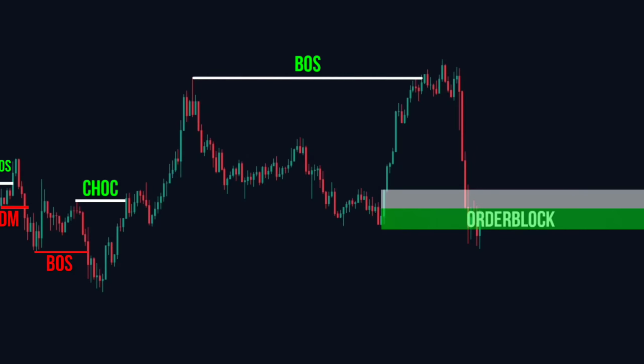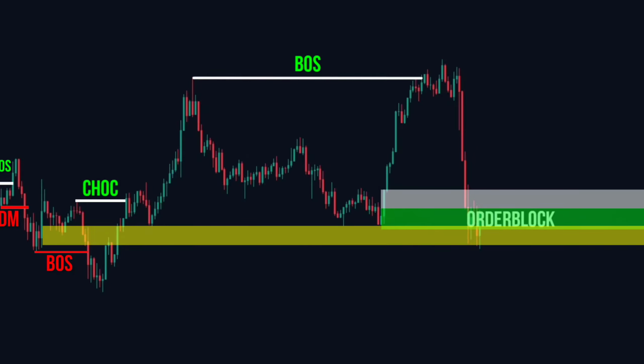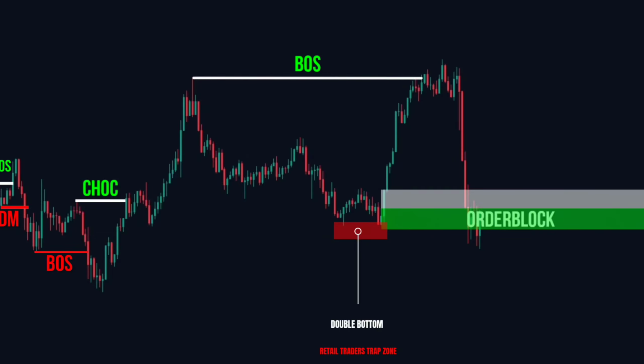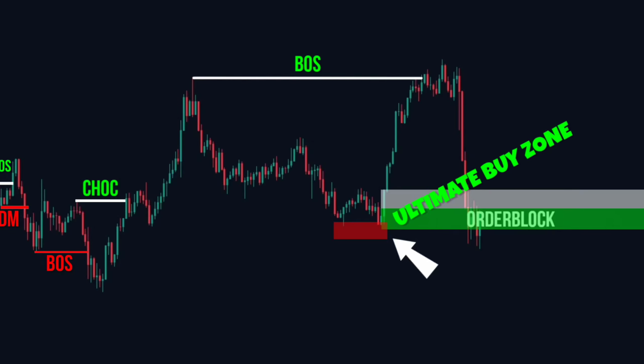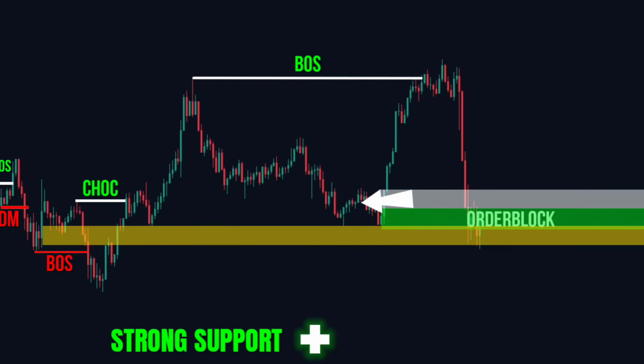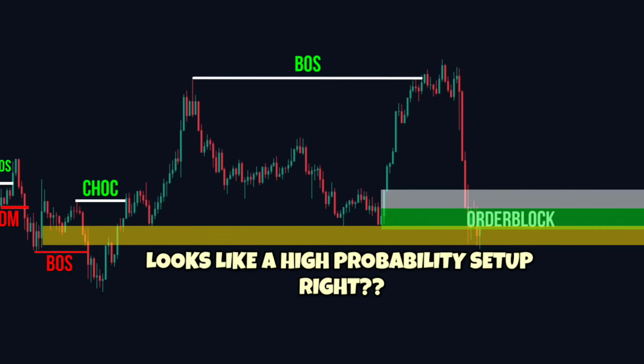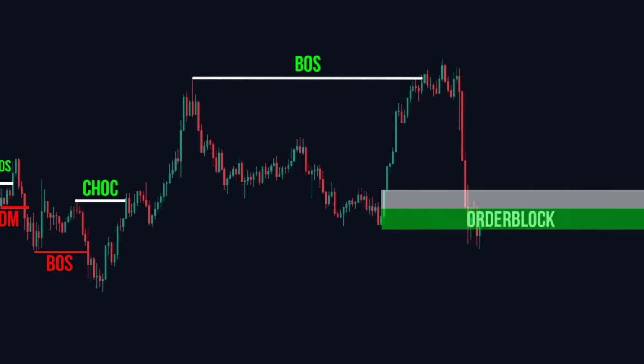Our order block was sitting right at a major support zone, or what many retail traders would call a double bottom. And that's exactly where the trap was set. Retail traders see this area as the ultimate buy zone, strong support plus an order block. It looks like a high probability setup. So they come in with buy orders, putting their stop losses just below.